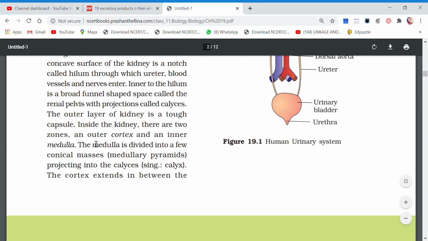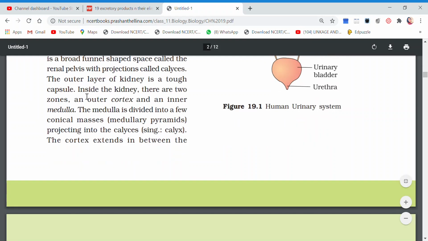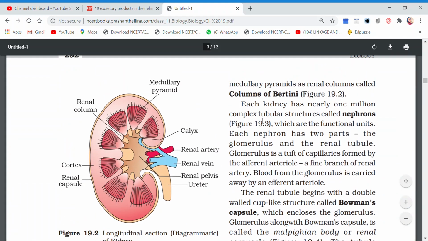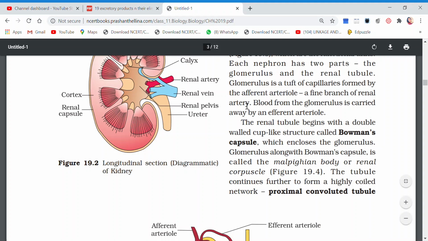Now let me show you your NCERT, children. We have already done the medulla and the medullary rays. I just want to show you this part. Each kidney has numerous nephrons, and the functional unit, the nephron, has two parts: the glomerulus and the renal tubule. Now this is the portion which I wanted to show you. Glomerulus is a tuft of capillaries formed by afferent arteriole. Now how is the glomerulus formed? Glomerulus is formed by afferent arteriole.